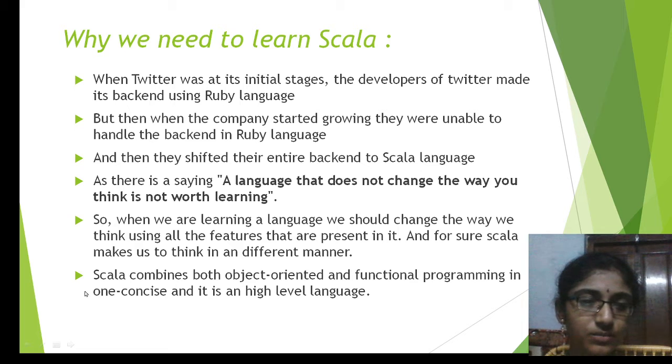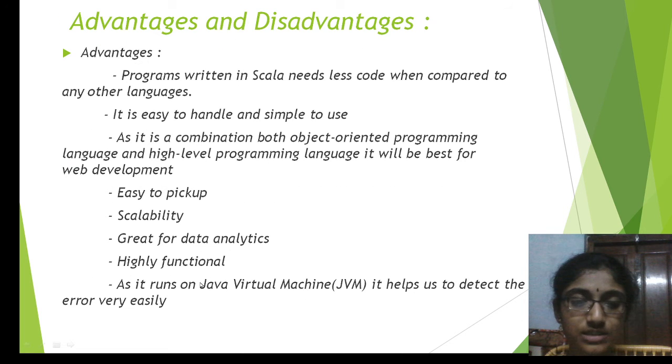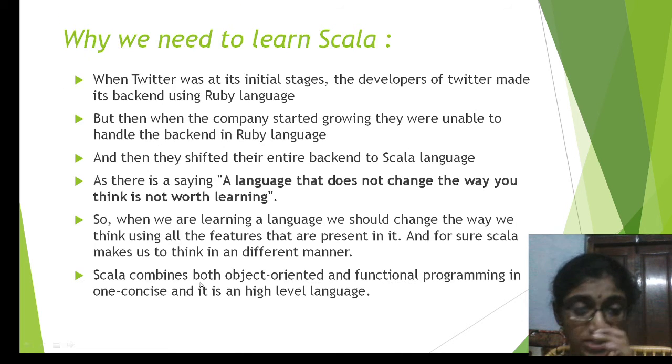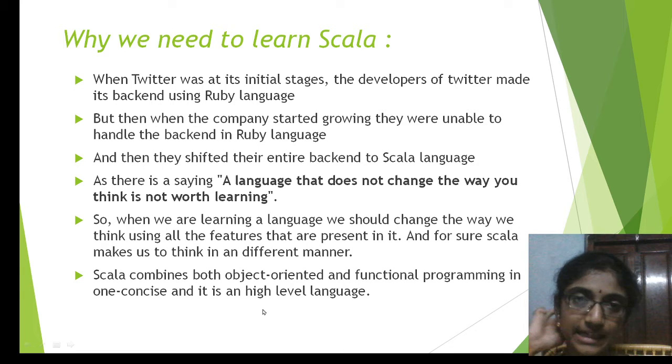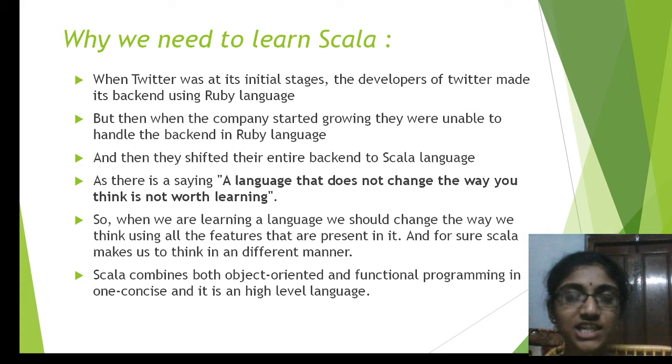So as you can see, Scala is a combination of both object-oriented and functional programming in one, and it is a high-level language. Scala is a high-level language, and it is also a combination of both object-oriented and functional programming languages. So it actually helps us in web development.